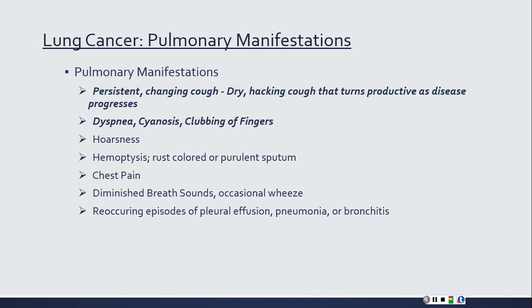And this is usually why it's a late-diagnosing type issue. These patients come in with pleural effusion, pneumonia, bronchitis. They just come in constantly. They just can't get over these conditions, and then they finally find, okay, there's the reason. We've got the lung cancer that's there.